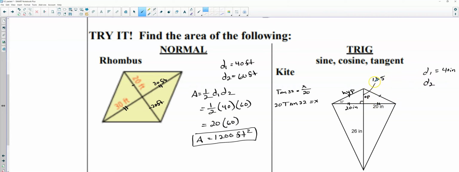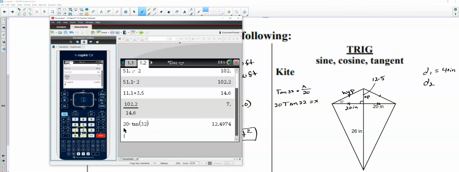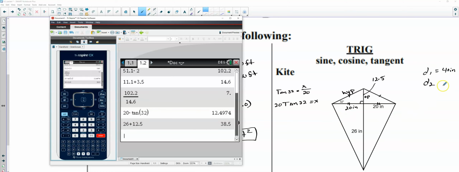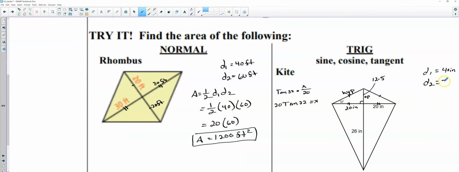So diagonal 2 will be 12.5 plus 26. So I'm going to put in a calculator, 26 plus 12.5. Enter. That's 38.5. So that diagonal 2 is 38.5. Now I'm ready to find the area.